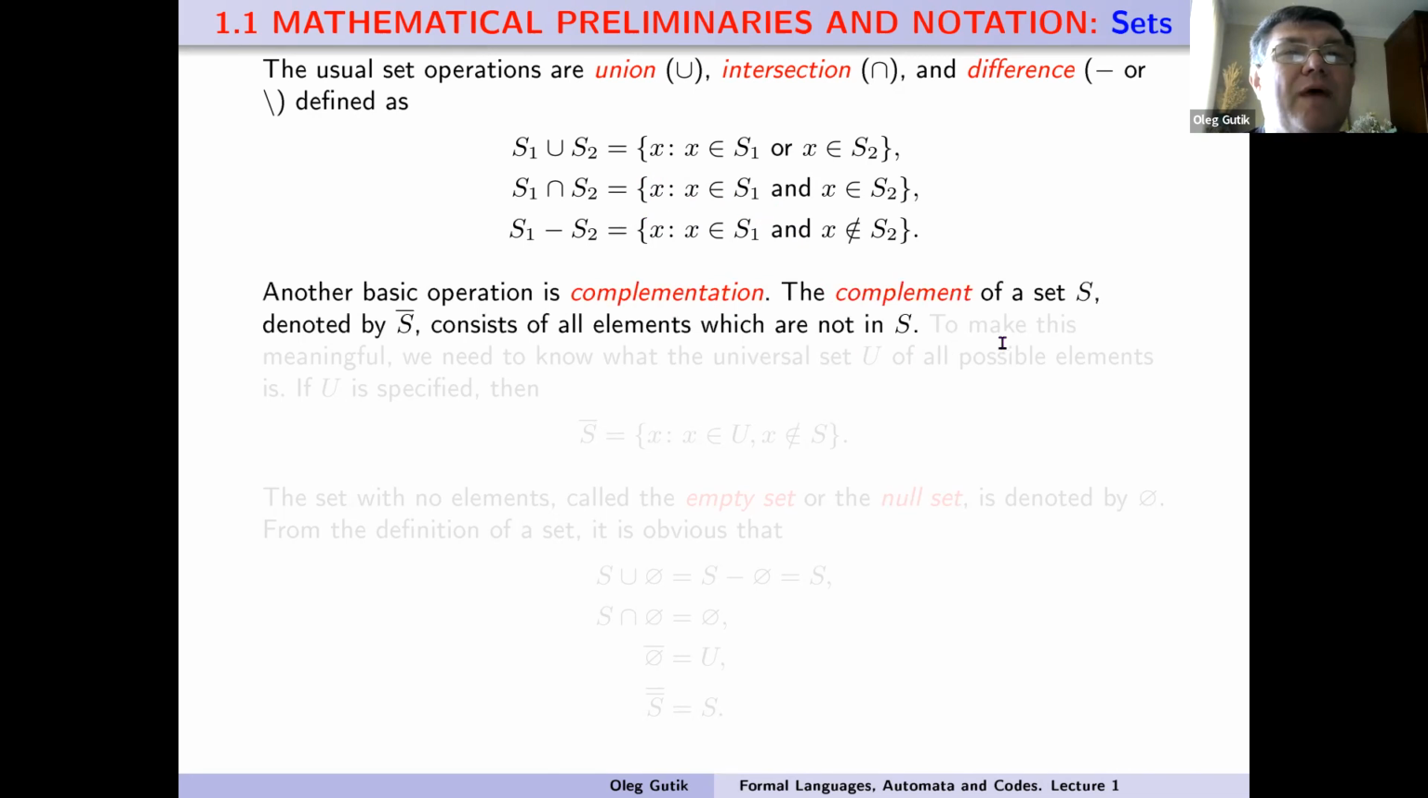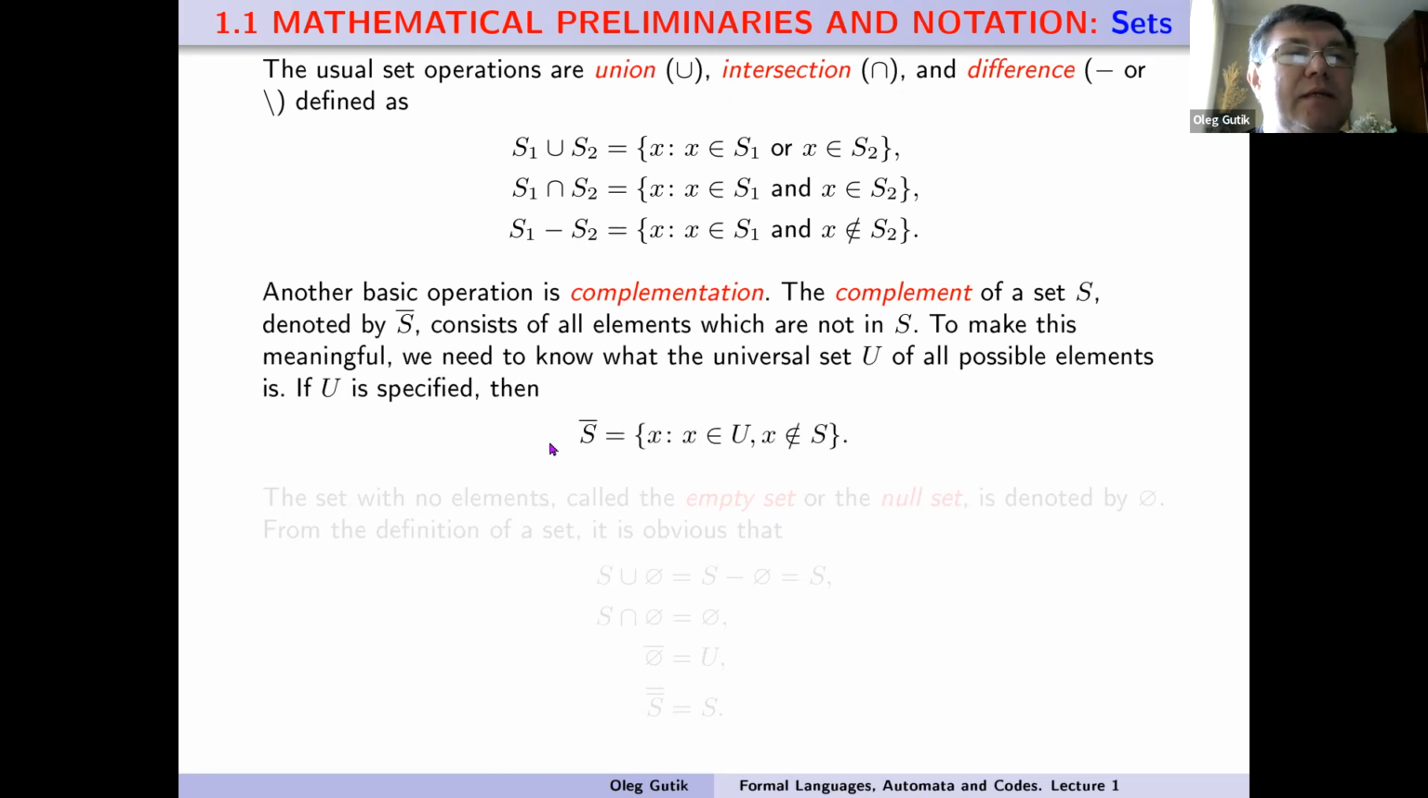The complement of a set S, denoted by S with a bar, consists of all elements which are not in S. To make this meaningful, we need to know what the universal set U of all possible elements is. If U is specified, then the complement of S consists of elements x from U such that x is not an element of S. The set with no elements is called the empty set or the null set, and it will be denoted by such a symbol.